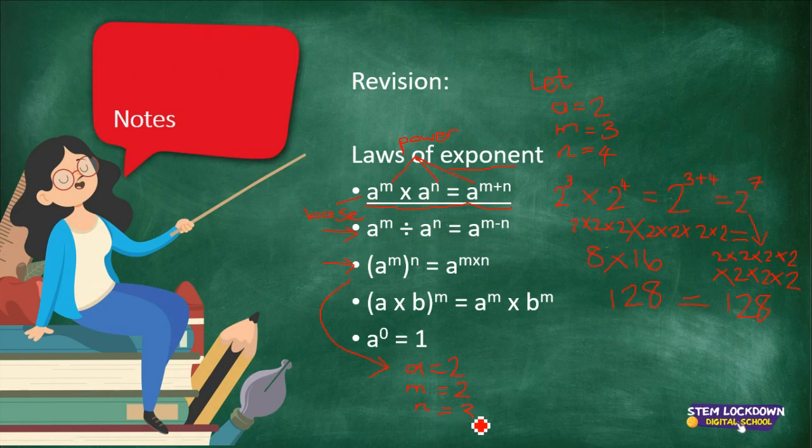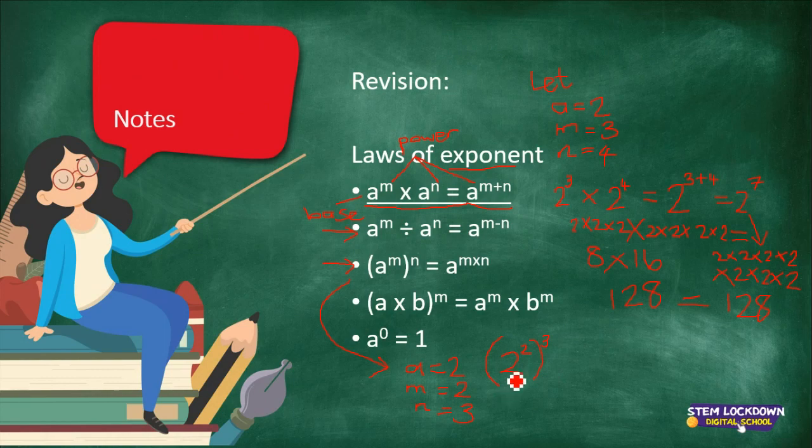So what is a to the power m all to the power n? It will be a is 2, so it's 2 to the power m. What is our m, learners? Our m is 2 in this case, right? So it's 2 to the power 2, everything raised to the power n. What is our n? Our n is 3, right? Okay, what is that equal to?